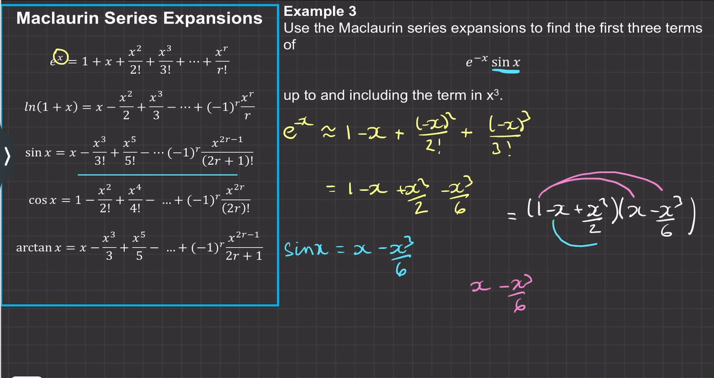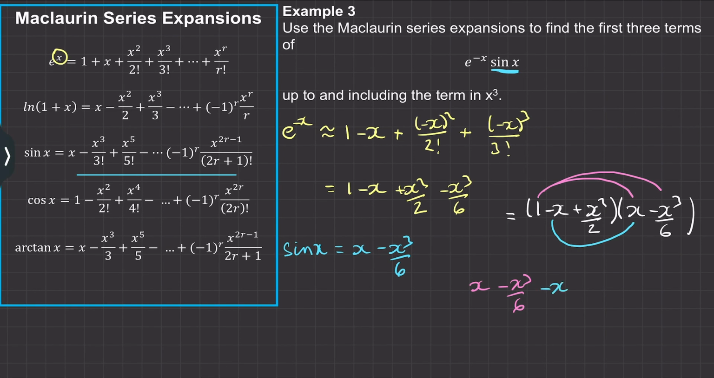The negative x times x gives us negative x squared, and negative x times this cubic term will give us x to the 4, so we don't need to include that. And then finally, x squared over 2 times x. So that becomes x cubed over 2. And we can collect the like terms, so we get x minus x squared plus x cubed over 3.